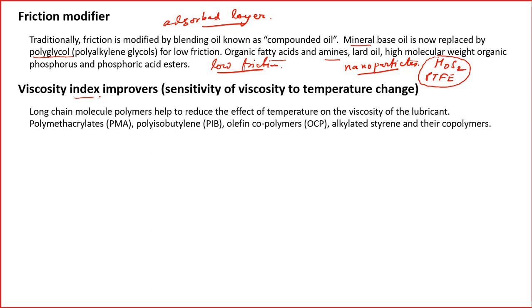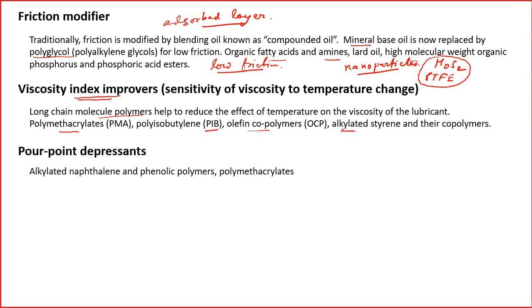Then viscosity index improvers. So as I said before, the higher the viscosity index, the better, because that kind of oil will be less sensitive to temperature change. So long chain molecules are used as viscosity index improver. So these polymethacrylates, polyisobutylene, PIB, olefin copolymers, and so on. So these polymers are added as viscosity index improvers.